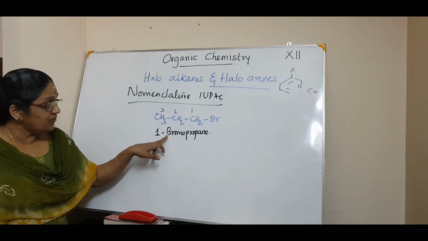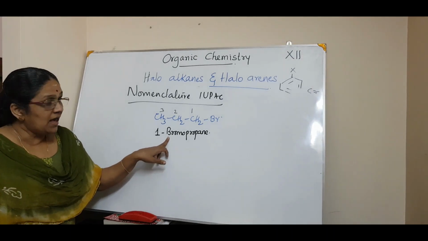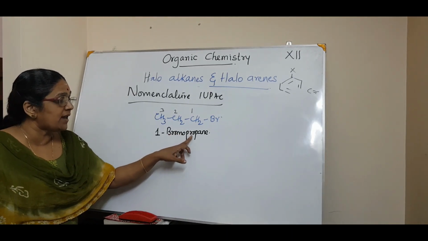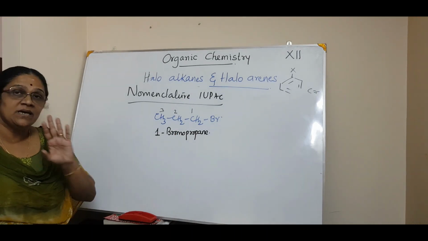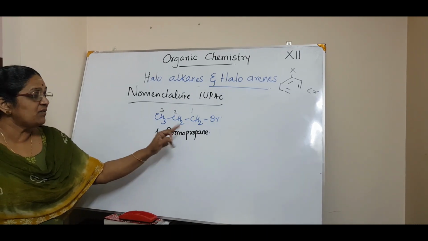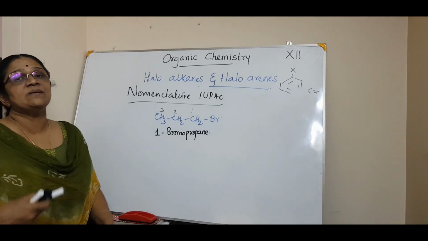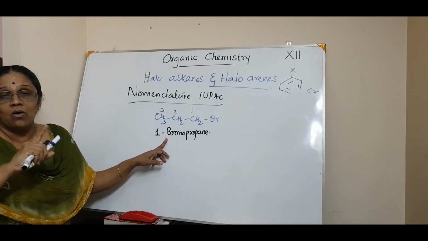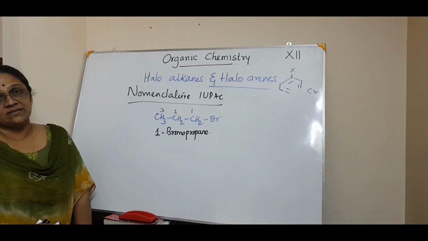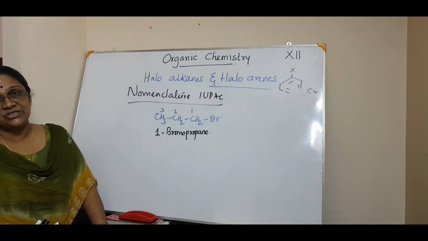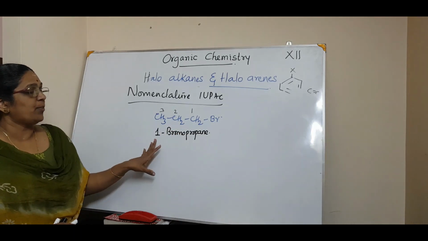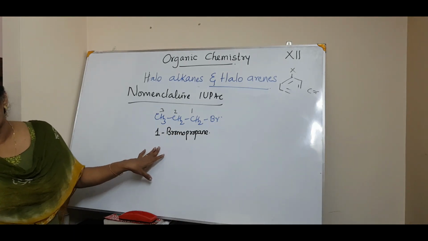Also the first letter must be capital, and there must be no gap between bromo and propane. And propane must be a small p. Some children will write capital P. No. Only the first letter will be capital. All other letters are small letters. So that is how you write the IUPAC nomenclature. That is 1-bromopropane.